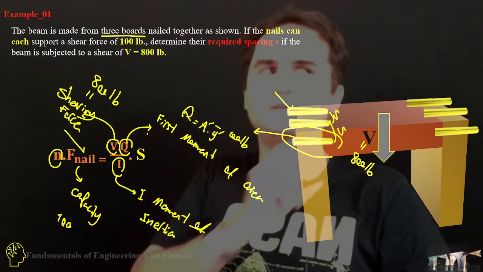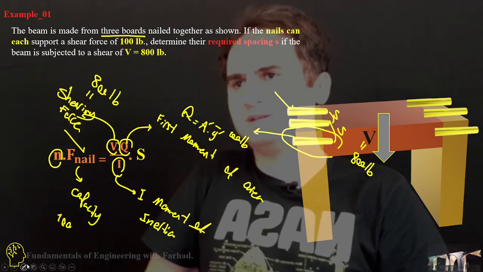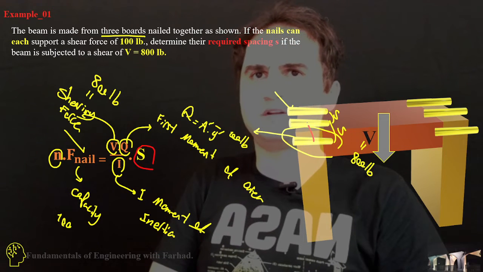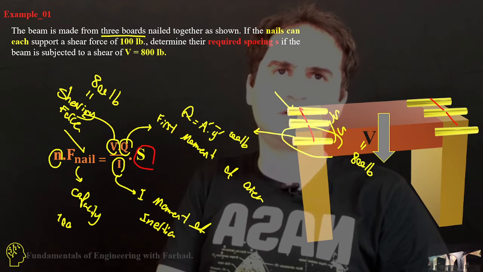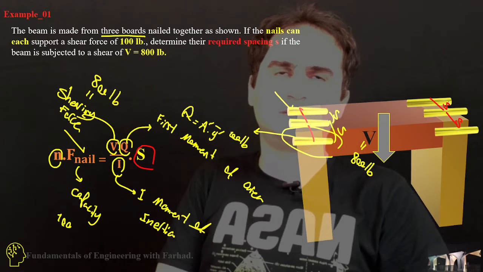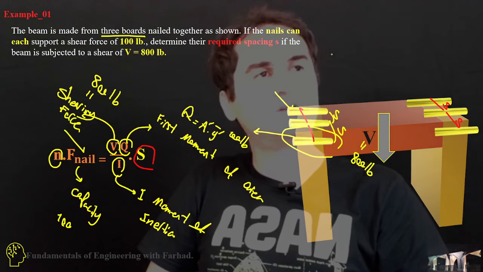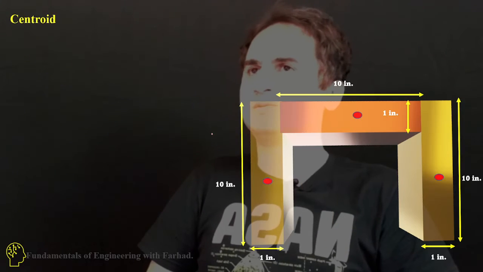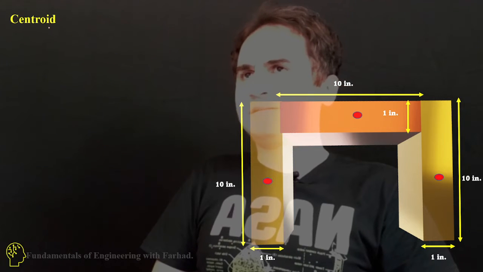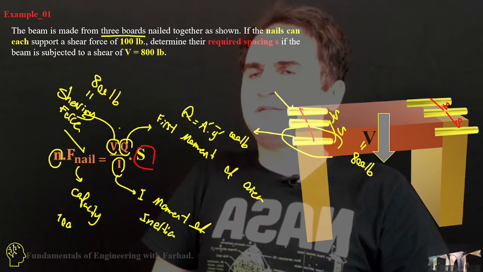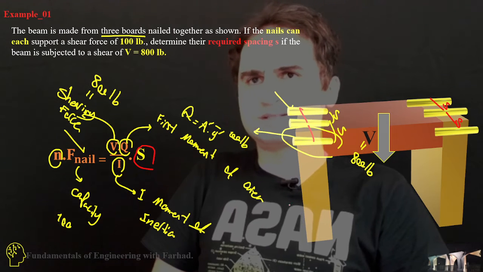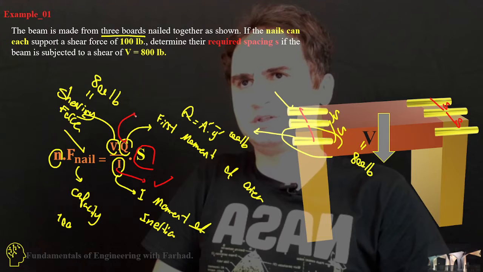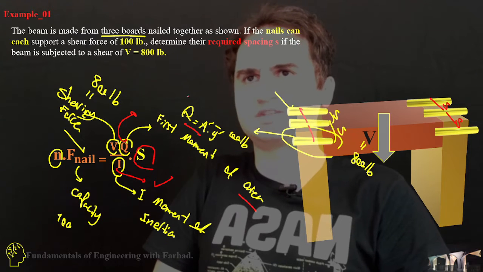So we want to know the distance between each of these nails in terms of a numeric value, like 10 inches, 5 inches, something like that. In that equation, the first thing we need to know is the centroid. What is the centroid, to calculate the I and also the first moment of area, which is Q.